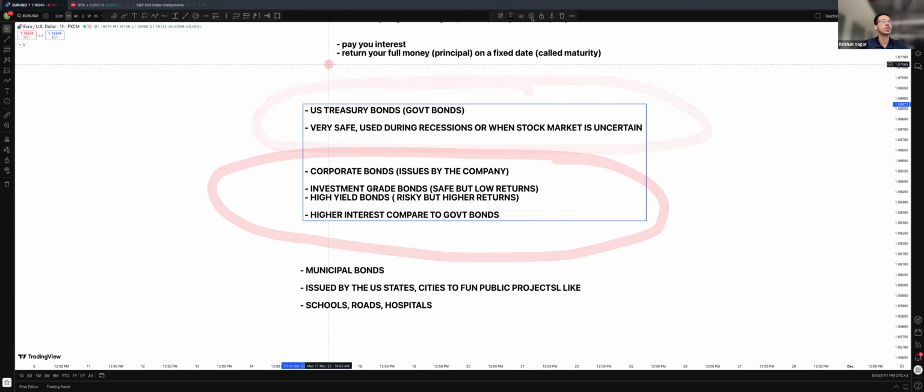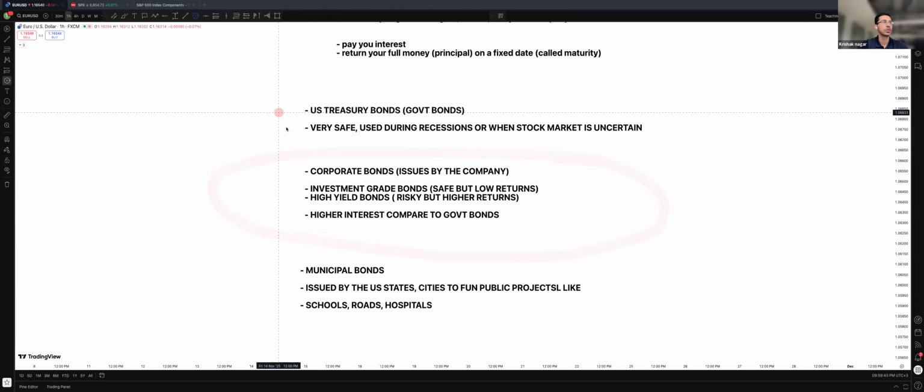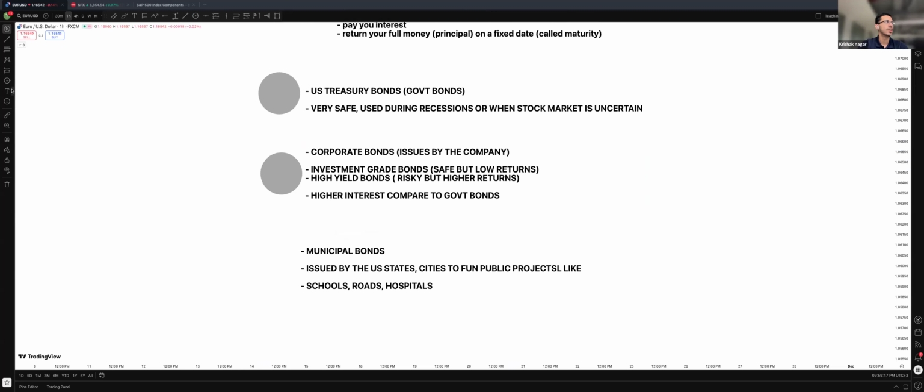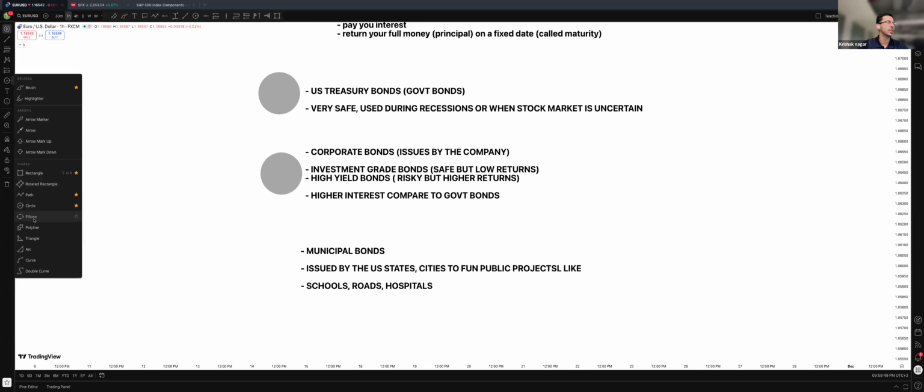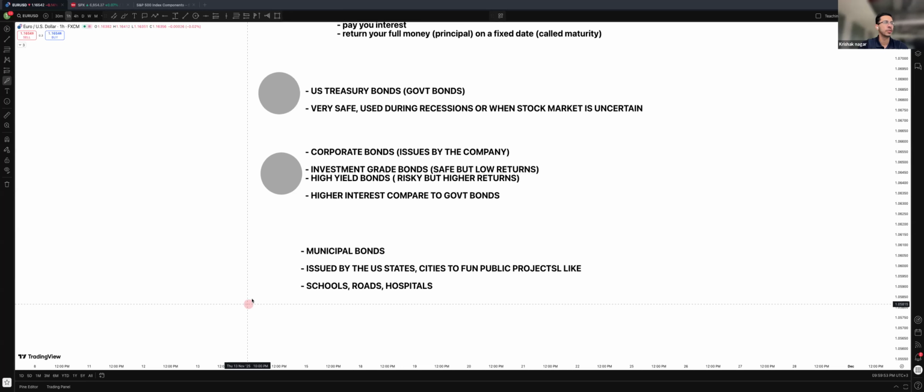As an investor, a lot of people usually focus on US Treasury bonds or they focus on corporate bonds. These are the two bonds that people usually focus on. A very few people focus on this one. I've seen a handful of people focus on this particular bond. Everybody likes to get high interest.